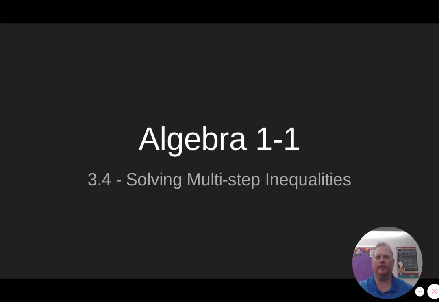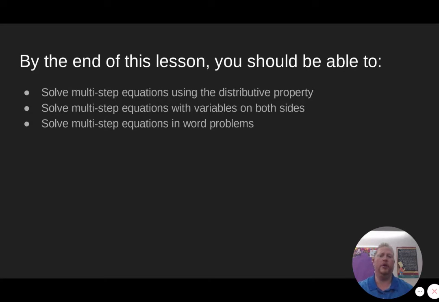So in our last lesson, we talked about how to solve simple inequalities, just being able to do it in one step. Here we're going to take what we learned in Chapter 2 about the distributive property, solving with variables on both sides of the equation, and we're going to merge that with the idea of inequalities. So by the end of this lesson, you should be able to solve multi-step inequalities using the distributive property, with variables on both sides, as well as with word problems. So let's hop right to it.